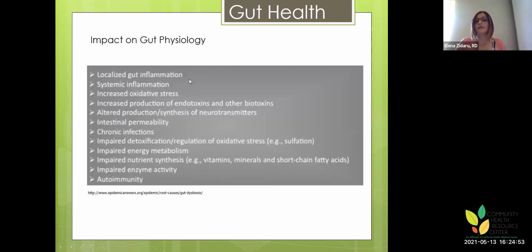And this is an impact on when you have that dysbiosis, how does it translate in your gut physiology and what happens in your body? And again, there are a lot of things from autoimmunity here at the bottom to localized gut inflammation or systemic inflammation, which would be more like inflammation at a general level, throughout your body, not just in your gut. Increased oxidative stress, which is an issue because we have all this.